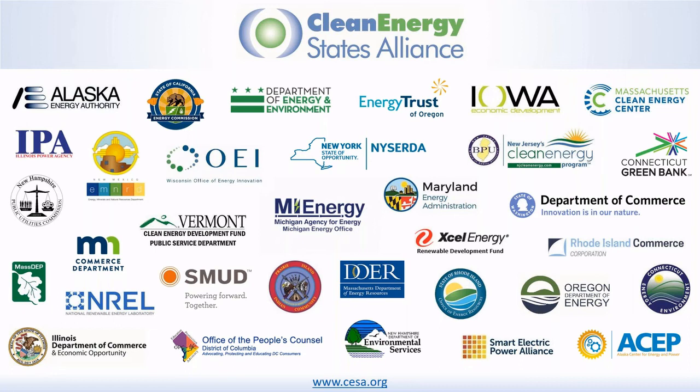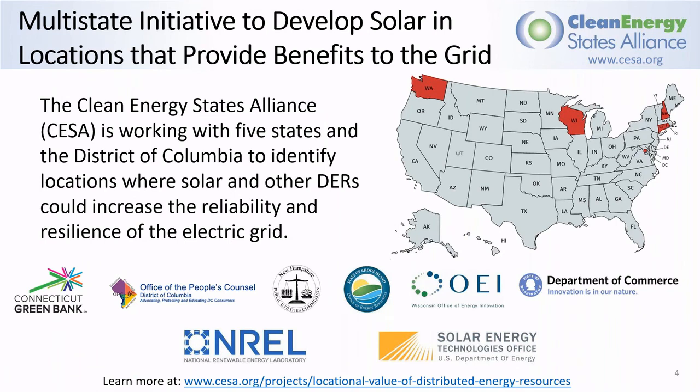Under this project, CESA is working with 5 states and the District of Columbia to identify locations for solar and other distributed energy resources that provide benefit to the grid. You can see the states we're working with on this slide. In Connecticut, it's the Connecticut Green Bank. In DC, it's the Office of the People's Counsel. In New Hampshire, it's the Sustainable Energy Division of the Public Utility Commission. In Rhode Island, it's the Office of Energy Resources. In Washington, it's the State Energy Office, housed in the Department of Commerce, and in Wisconsin, it's the Office of Energy Innovation.